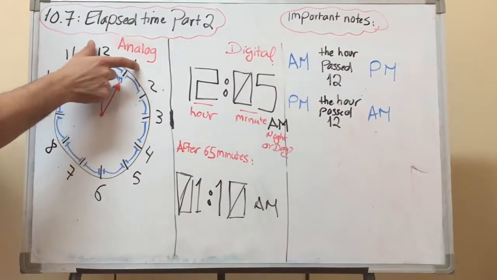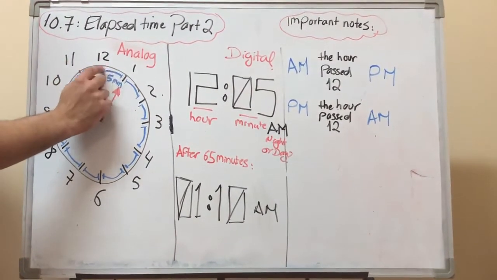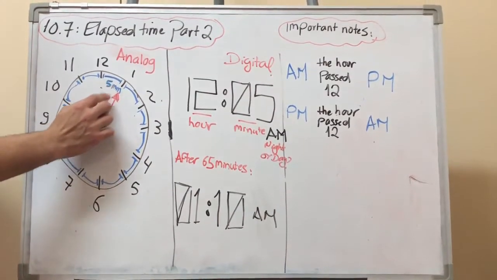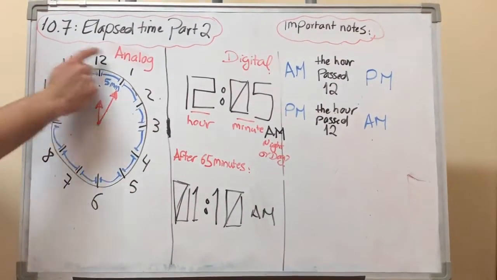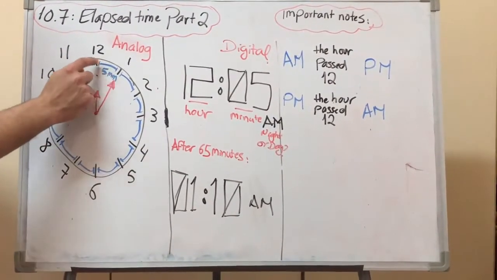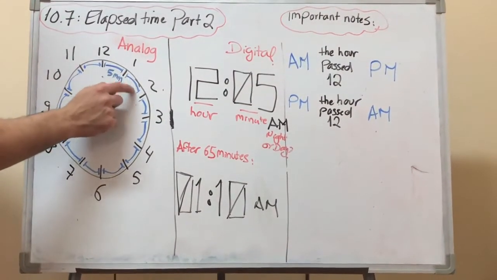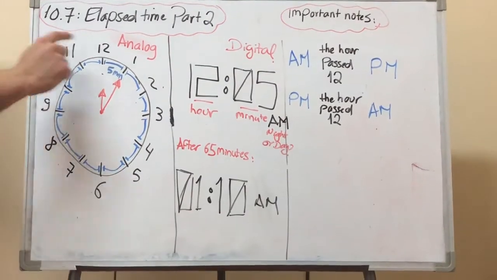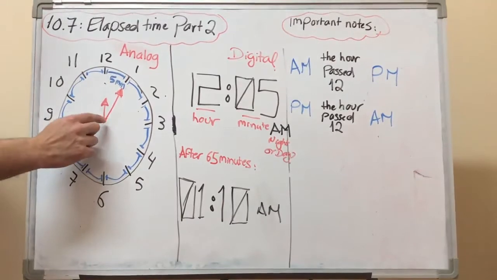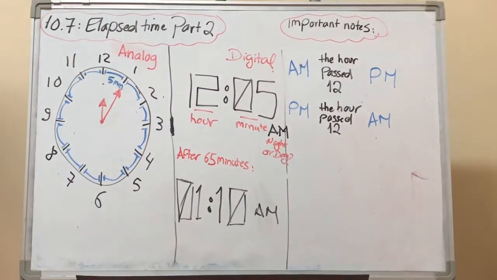Between each number and the next one, we have 5 minutes. These 5 minutes are for the long arrow. For the small arrow, these numbers are the hours, and for the long arrow, these are the minutes. Between 12 and 1 you have 5 minutes, and between 1 and 2 you have 5 minutes. An hour equals 60 minutes, so when the long arrow takes this whole trip around, that means an hour has passed.